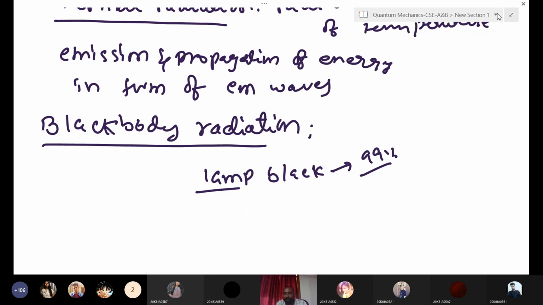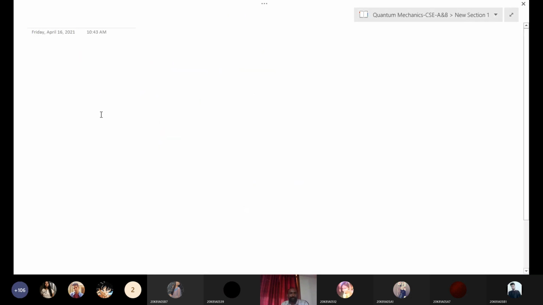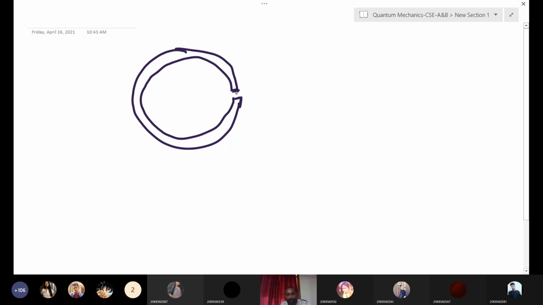Just a second, I'll take the page. Now, for a black body, they will take a hollow sphere. Here, hollow sphere means nothing is there inside, just an empty hollow sphere. They will keep a very small pinhole here, and on the inner surface of the hollow sphere they coat some metal or lamp black.